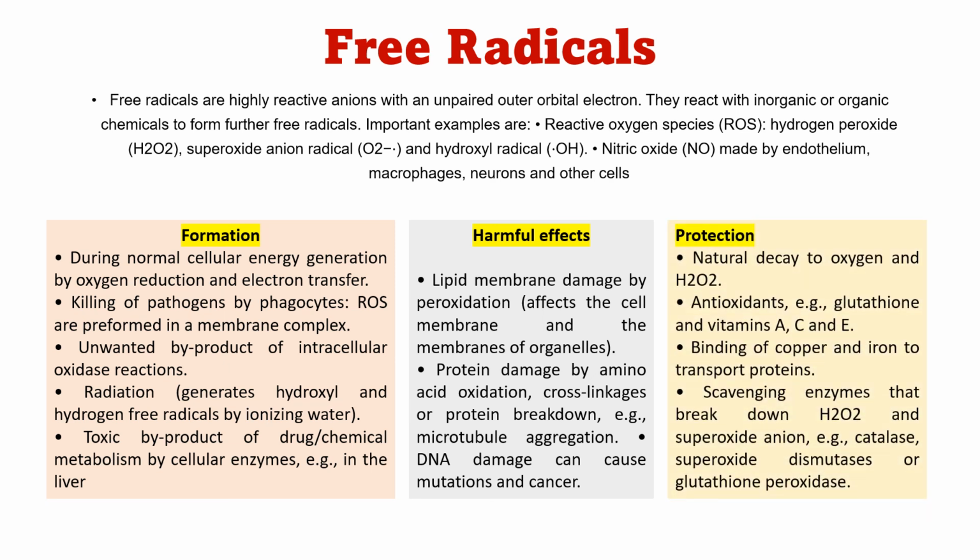Protection against free radicals. Natural decay to oxygen and H2O2, which is hydrogen peroxide. Antioxidants, for example glutathione and vitamins A, C, and E. Binding of copper and iron to transport proteins. Scavenging enzymes that break down H2O2, again hydrogen peroxide, and the superoxide anion, for example catalase, superoxide dismutases, or glutathione peroxidase. These are all the mechanisms which will protect your body from free radicals.